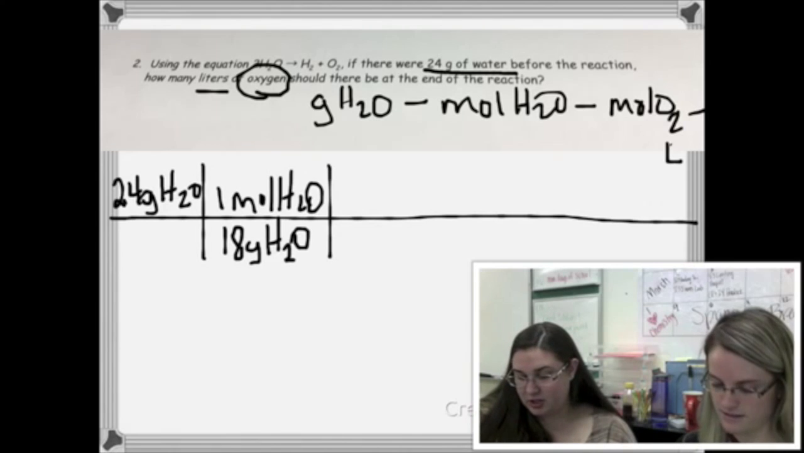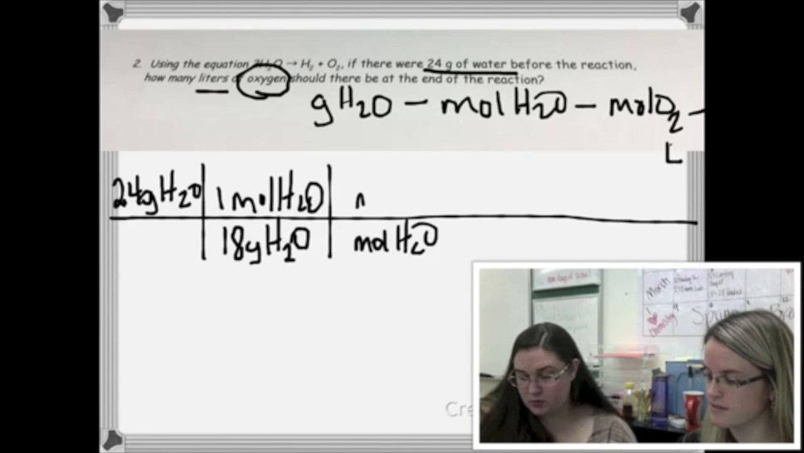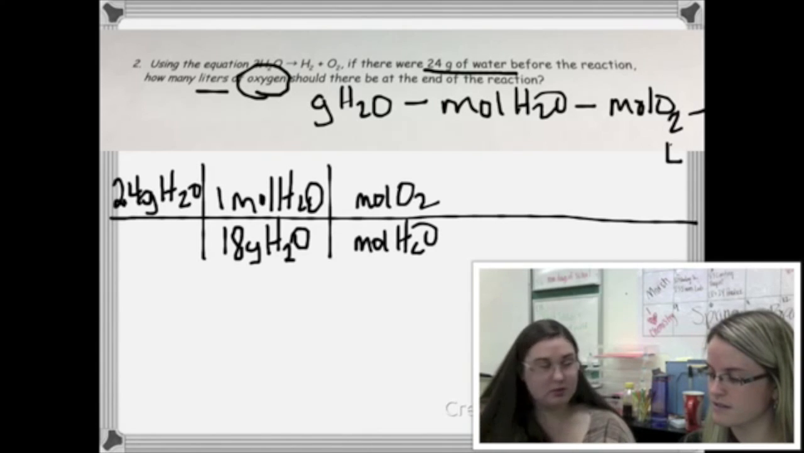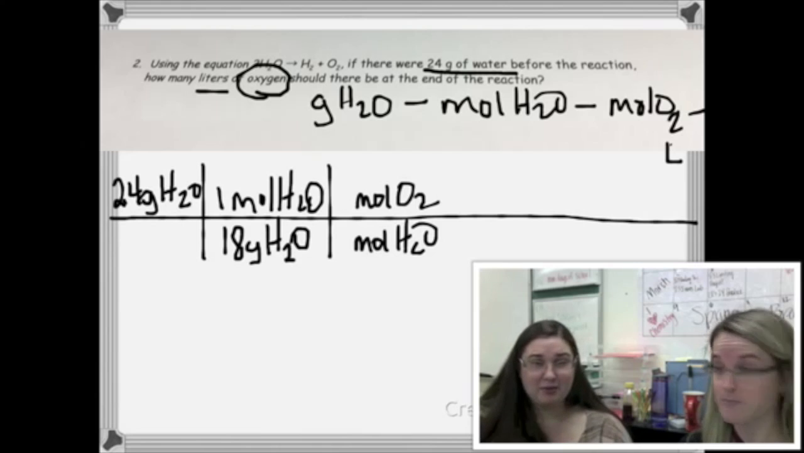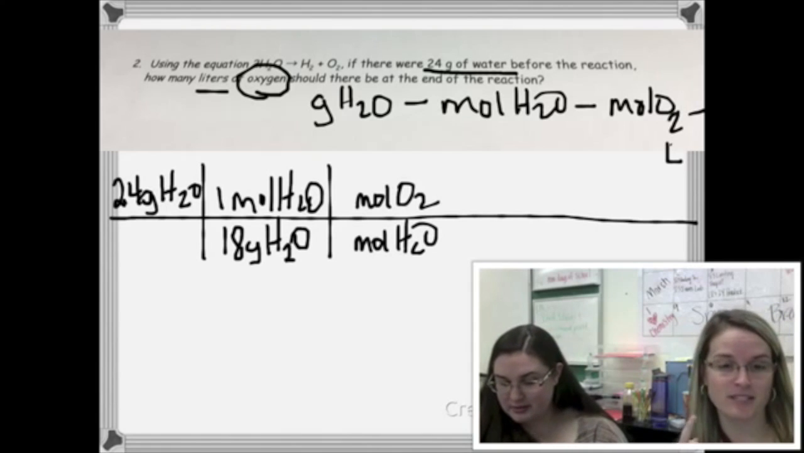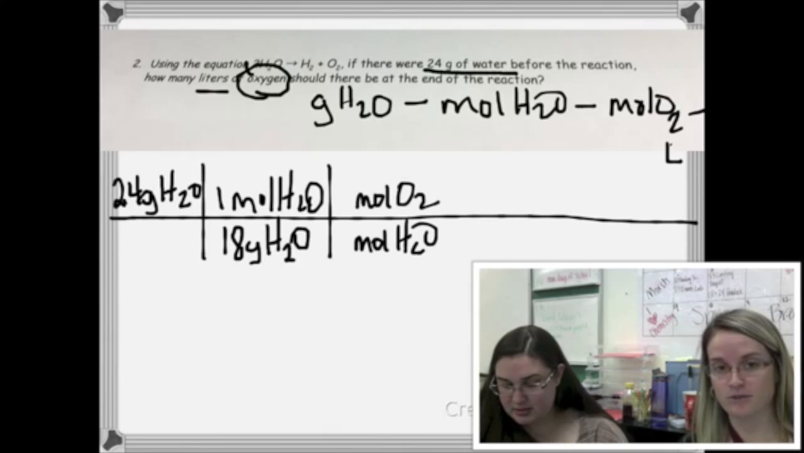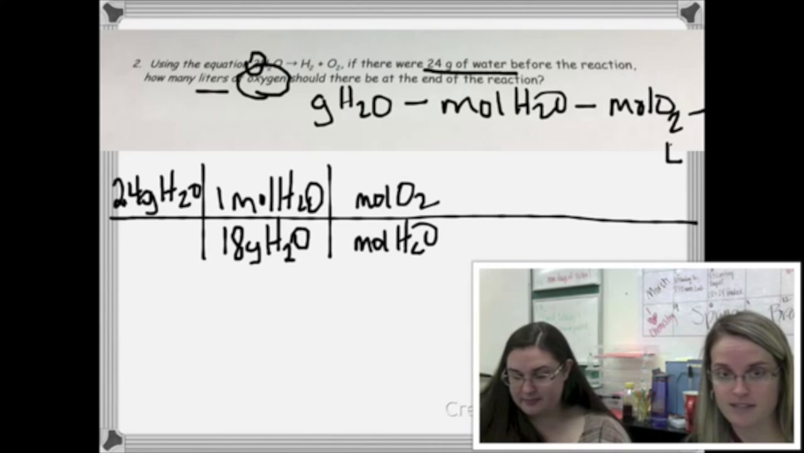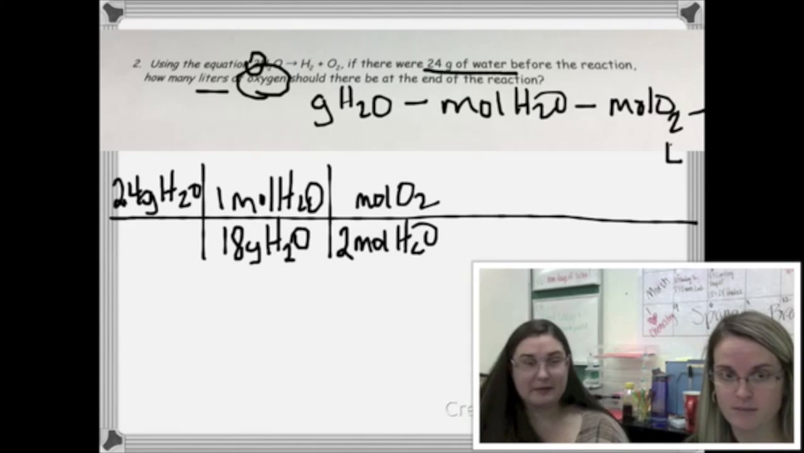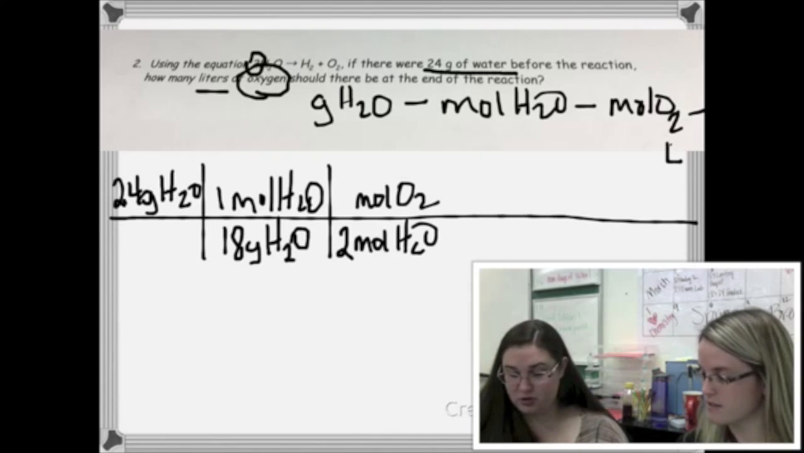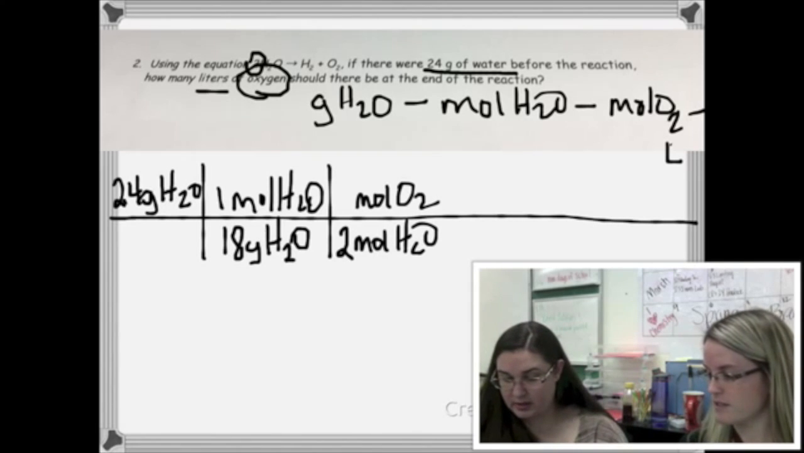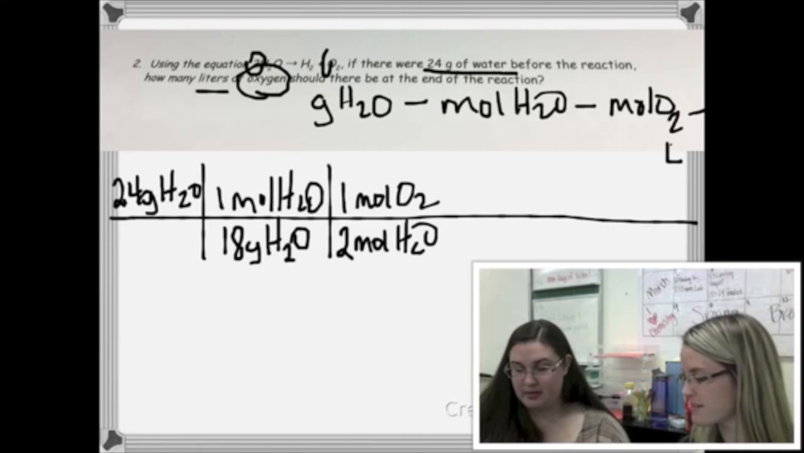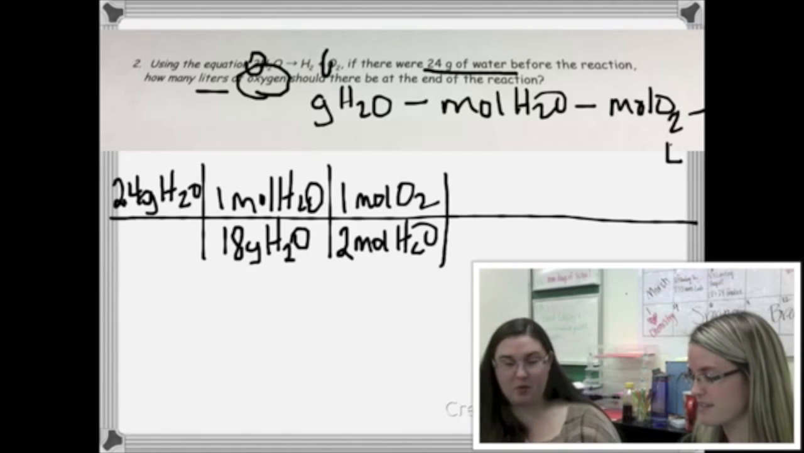And then I change my moles of H2O to moles of O2 using the molar ratio, the coefficients from the balanced equation. Coefficients are the big numbers in front that balance the equation. It's 2 for the H2O, and there's nothing there for oxygen, so what must it be? A 1. Yay!